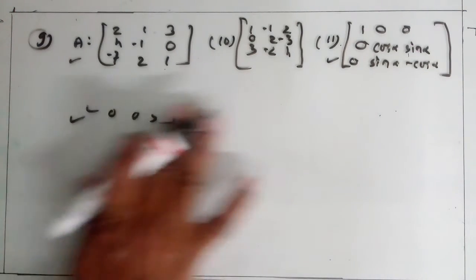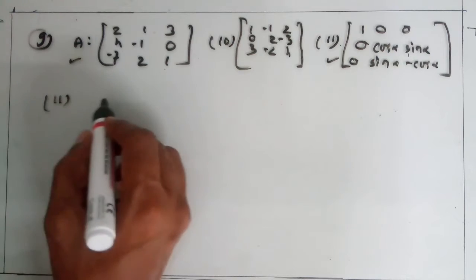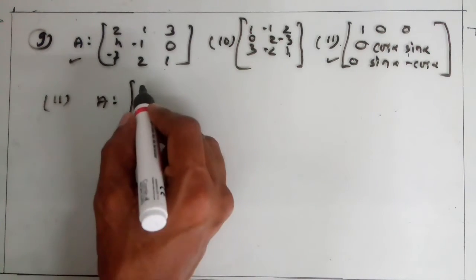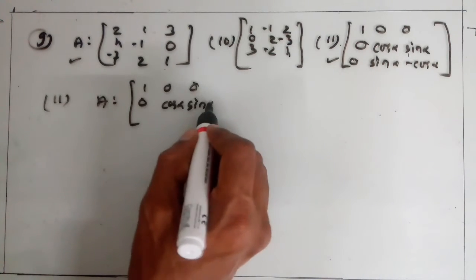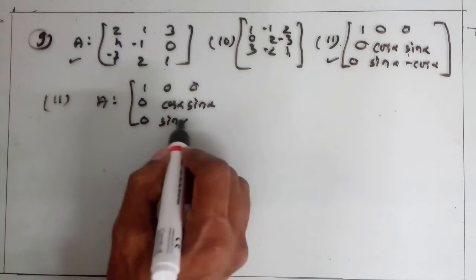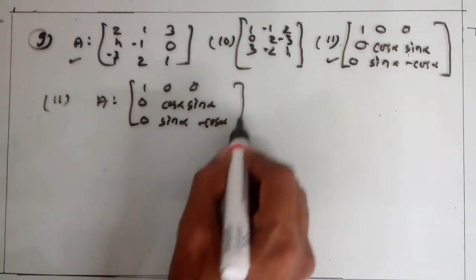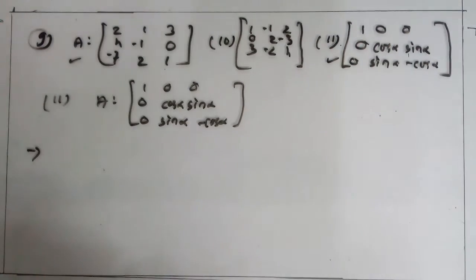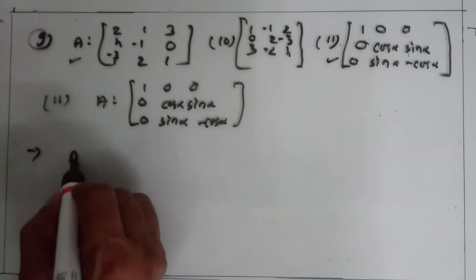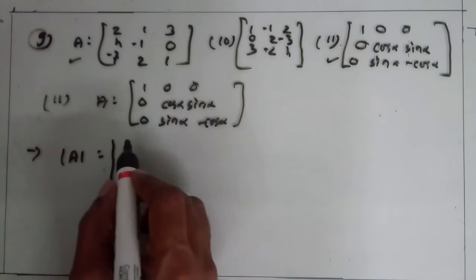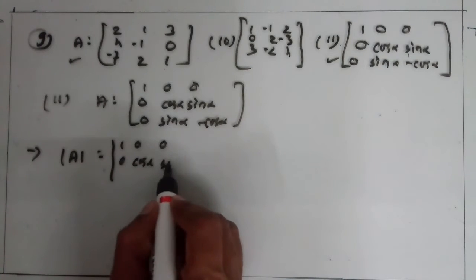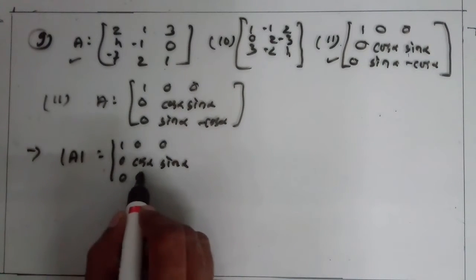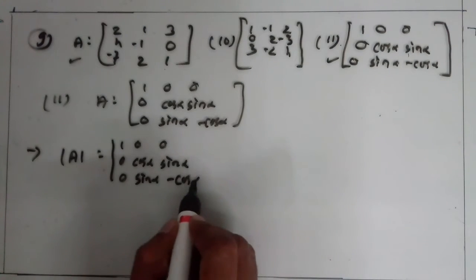Question number 11. Find the inverse of matrix A equal to 1, 0, 0, 0 cos alpha, sin alpha, 0 sin alpha, minus cos alpha. Here we know that if the determinant of A is not equal to 0, then the inverse exists. For this, first we get the determinant of A: 1, 0, 0, 0 cos alpha, sin alpha, 0 sin alpha, minus cos alpha.